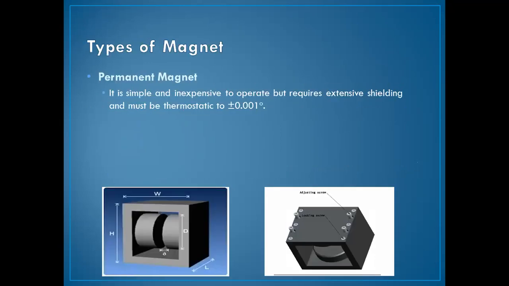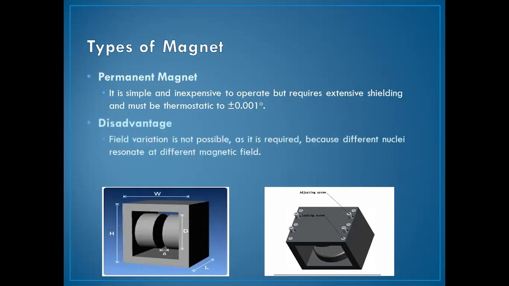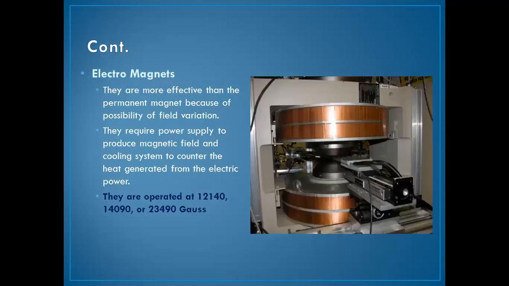Types of magnet. First type is permanent magnet. It is simple and inexpensive to operate but requires extensive shielding and must be thermostatted to 0.01 degree. Disadvantage: field variation is not possible, as it is required because different nuclei resonate at different magnetic fields.